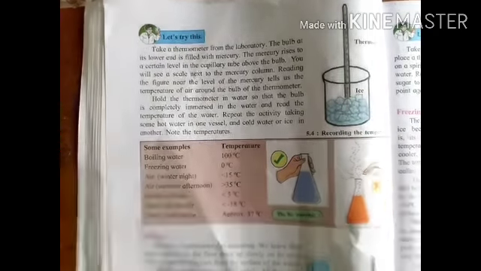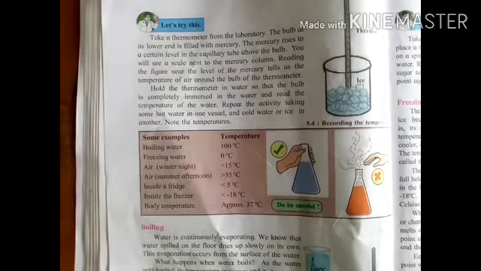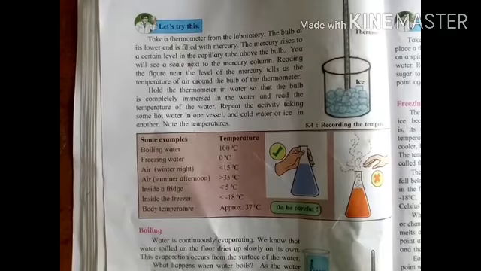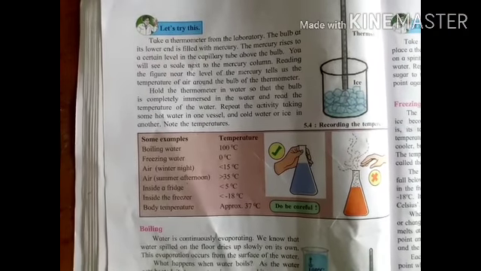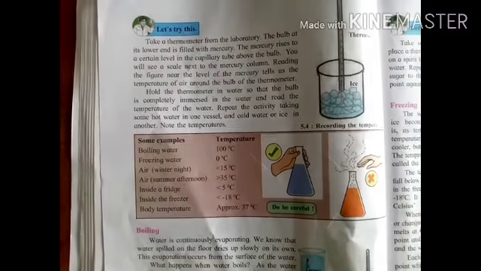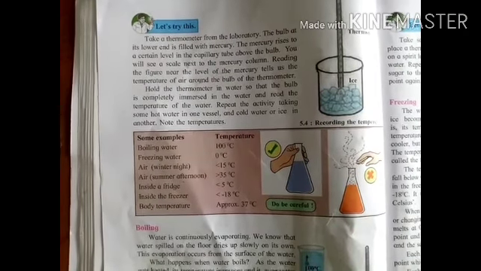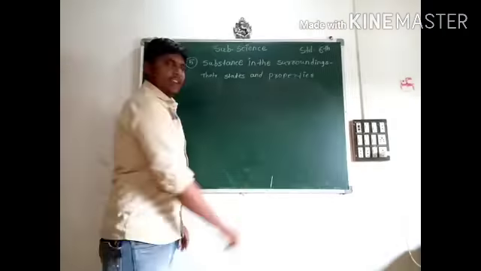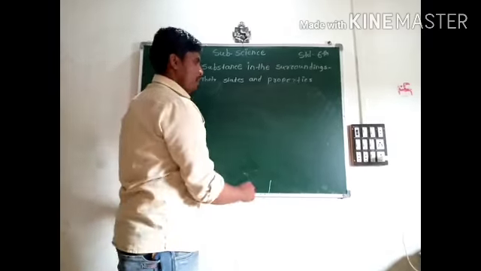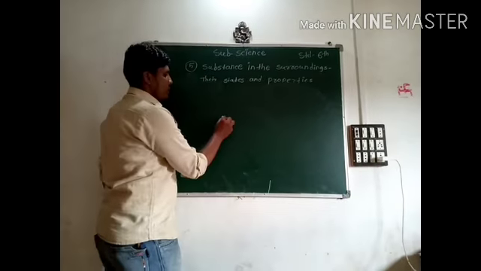Hold the thermometer in water so that the bulb is completely immersed in the water and read the temperature of this water. Repeat the activity taking some hot water in one vessel and cold water or ice in another. Note the temperature. Then explain in this topic. See your textbook. First observe the diagram on page number 34.